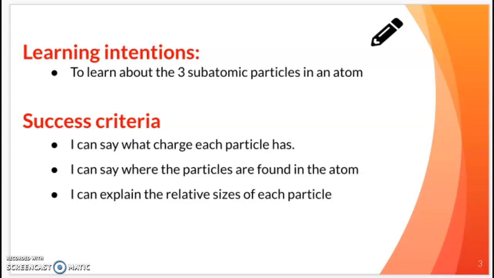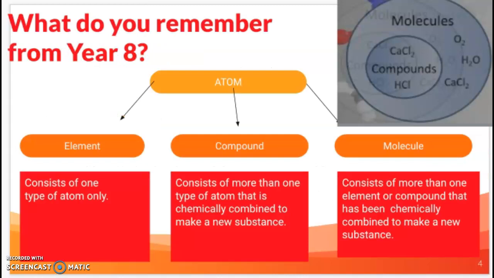So let's do a quick recap of Year 8 just to give us a bit of context before we delve into it further. Number 1, we'll start off with the atom. There are 3 subcategories that you can break it into. Element, quite easy to understand. It's where you've just got the one type of atom. You've then got your compound and your molecules.